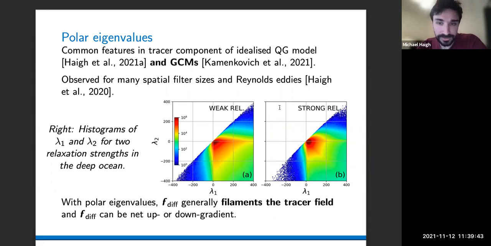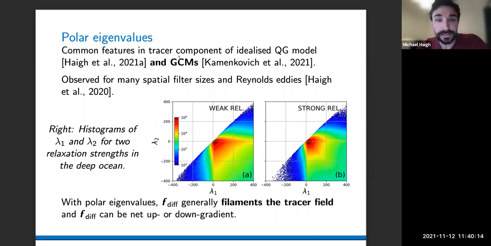The panel on the left is the same as this one on the right, but we've just weakened the relaxation. So in this case, the relaxation has a time scale of 100 days as opposed to 5 days. The eigenvalues in this case are a little bit stronger in amplitude. I'm not going to talk today about the reasons for that, but I just want to use this to illustrate that the polarity of these eigenvalues isn't very strongly affected by the choice of our relaxation.